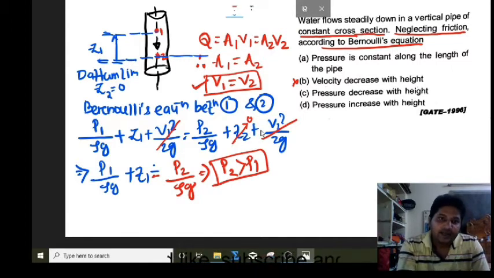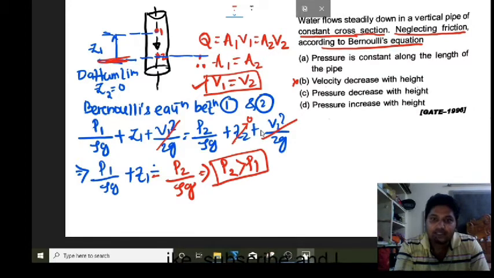But you see, we are measuring the height from this datum line. So as the height is increasing, the pressure at point 1 is decreasing. Many students will say that it will increase. No, if you are measuring the height from point 2, then as the height increases, the pressure decreases. So here the correct option will be pressure decreases with respect to height. This is the aptitude in this question. We will go to the next question. Thank you.